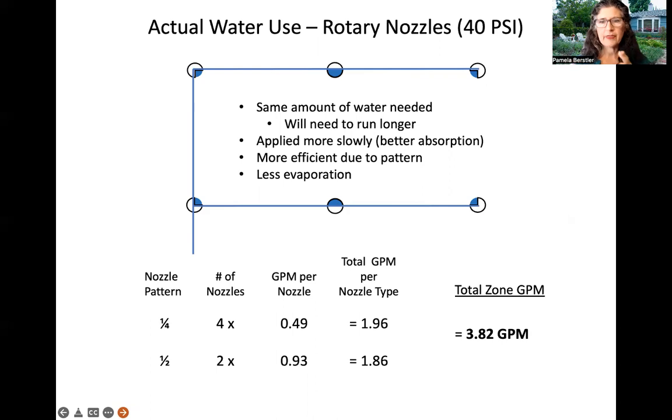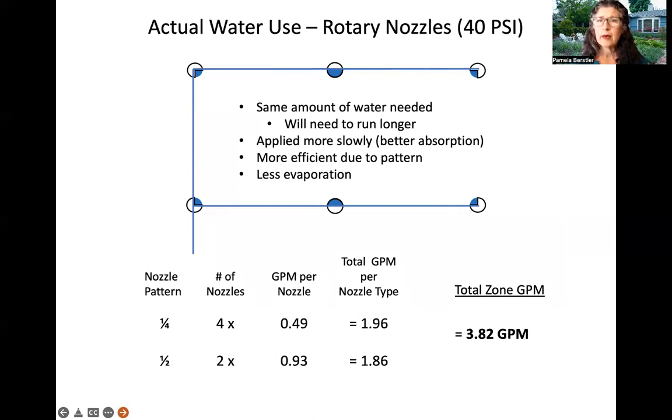So we do the math again. This time we end up with 3.82 gallons per minute. So about half of what we were doing with those MPRs. Now, what we want to point out is it's not as though we're using less water, because the plant still needs the same amount of water. The question becomes, how efficiently is that irrigation system working so that we waste less and are able to apply more to the plant itself?